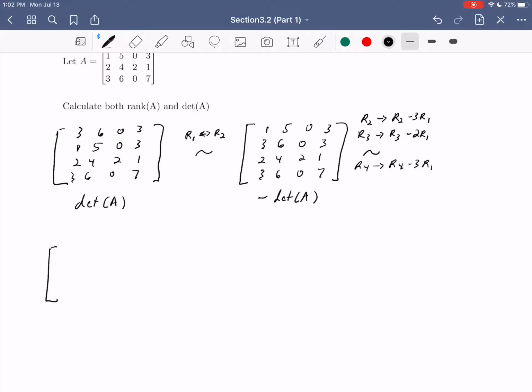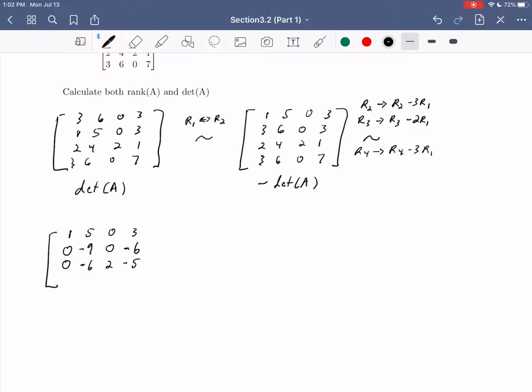So if we do that, my first row isn't going to change: 1, 5, 0, 3. Then we're going to get 0, 6 minus 15, so that's minus 9, 0, and then 3 minus 9, that's going to be negative 6. Then we're going to get 0, 4 minus 10, so that's going to be negative 6, a 2, and 1 minus 6, so negative 5.